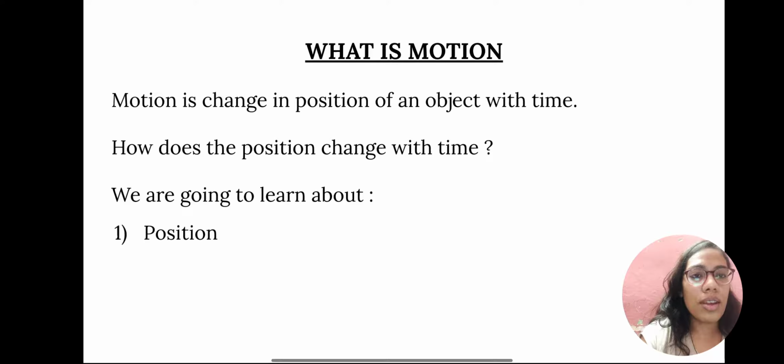What is motion? Motion is nothing but change in the position of an object with respect to time. But what is position? We don't know anything about it. How does the position change with time? So let's talk about position in this session.